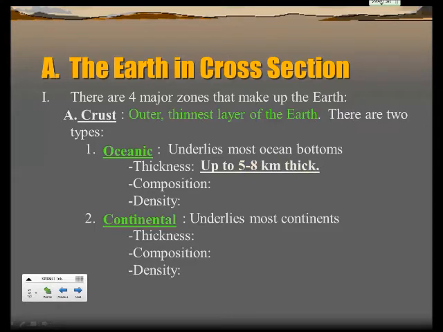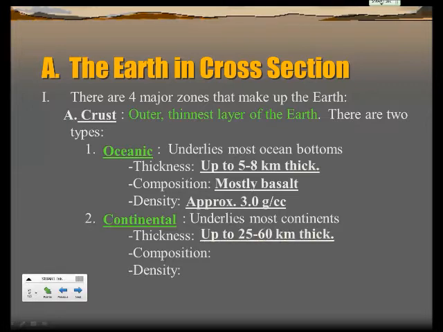Up to 5 to 8 kilometers thick. Its composition is mostly basalt. We already talked about that. You guys had memorized the fact that basalt is the most common extrusive igneous rock on the planet. And its density is approximately 3 grams per cubic centimeter. Now that's right off of your reference tables. Page 10 has a chart which has that number indicated on there.